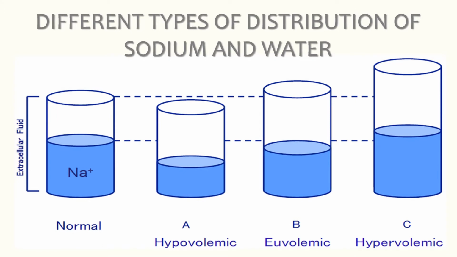So different types of distribution of sodium and water are there, like we just saw, and this is normal with sodium in blue and this entire cylinder showing water. And this is hypovolemic here. As you can see, water content has decreased, but sodium is decreased even more. And then this is euvolemic, and this is hypervolemic, where sodium is increased, but water is increased much more.